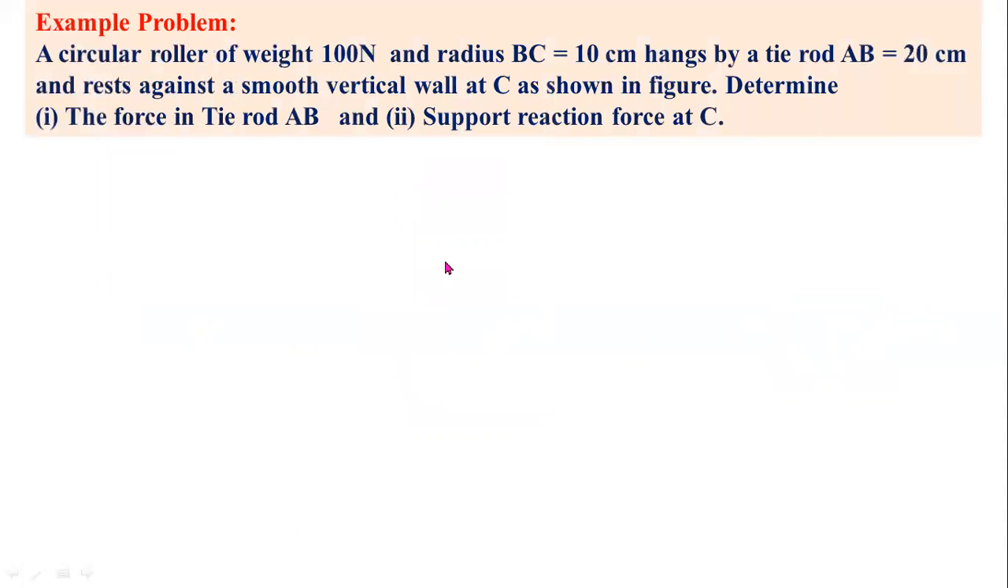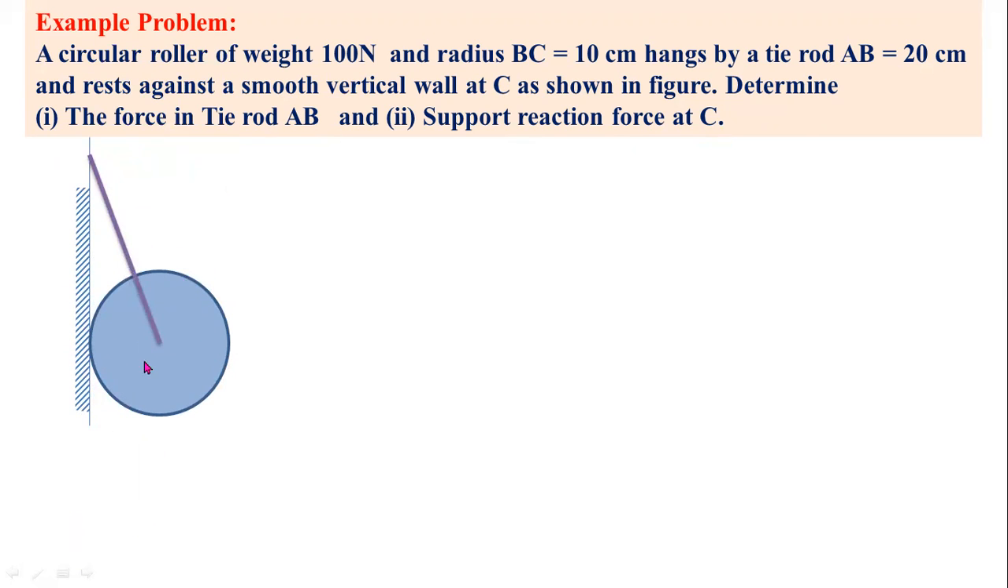In a similar way, you have to solve another problem. A circular roller of weight 100 newtons and radius BC equal to 10 centimeters hangs by a tie rod AB equal to 20 centimeters and rests against a smooth vertical wall at C as shown in figure. Determine the force in the tie rod AB and support reaction force at C. This is the given diagram.